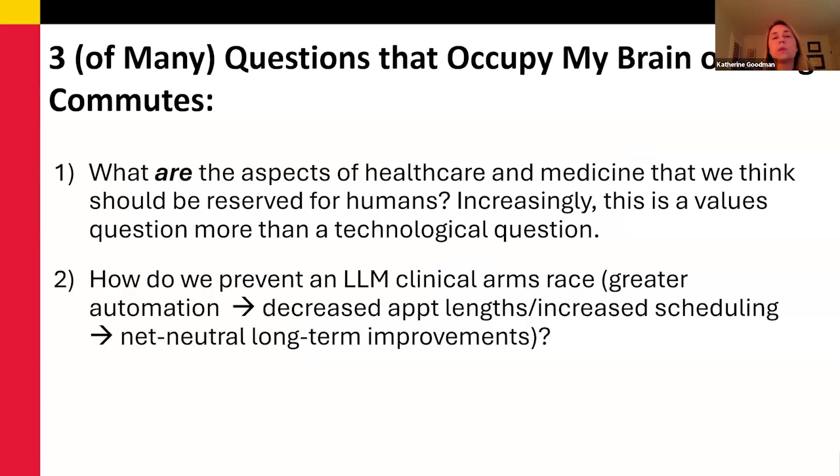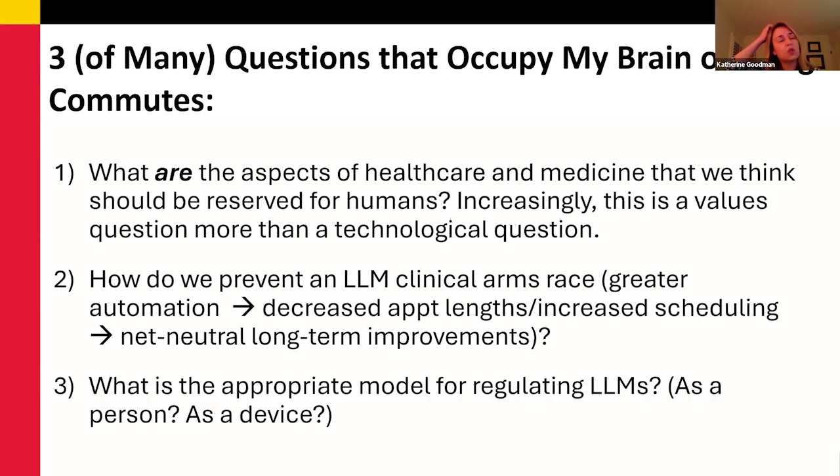The second is, how do we prevent an LLM clinical arms race where we have greater automation, and in that initial honeymoon period, we're seeing reduced burnout, but then soon institutions are decreasing appointment lengths or increasing scheduling to make up for these benefits. And then in the end, we're running in place, with no net long-term improvements. And how do we prevent that from happening early on?